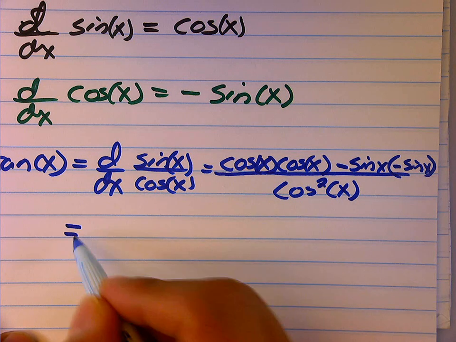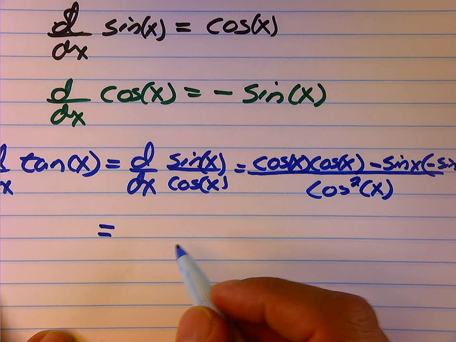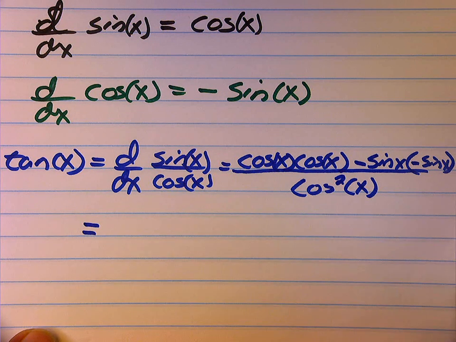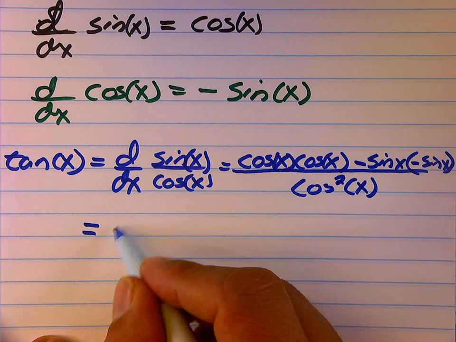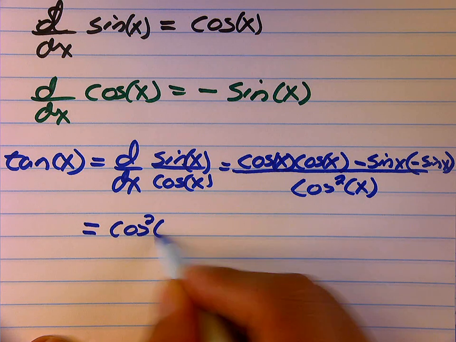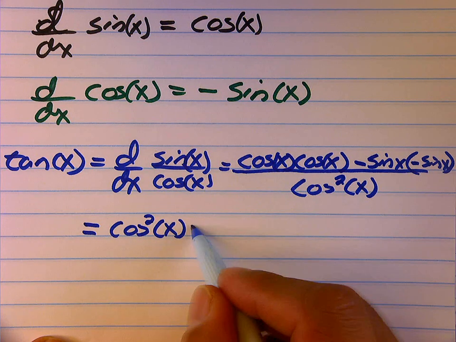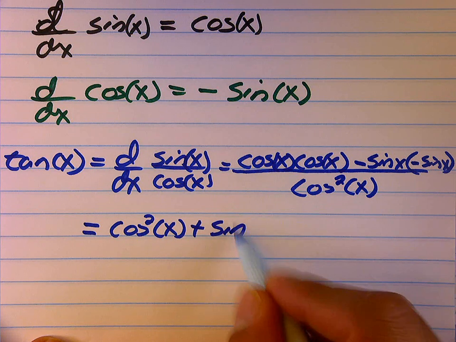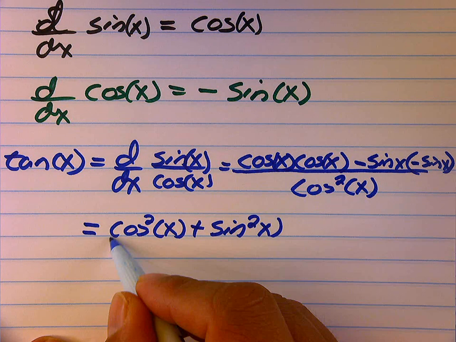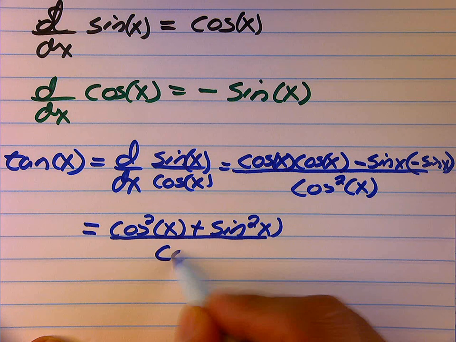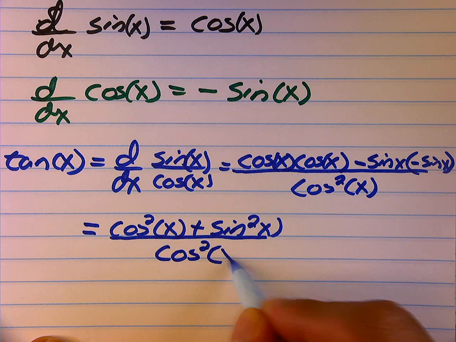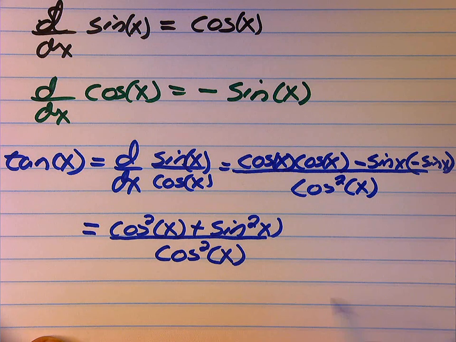Now, I'll simplify this a little bit. Move that over. I'll just keep it so you can see that part. We end up with cosine squared of x. Double negative is going to give me a positive sine squared of x all over cosine squared of x.